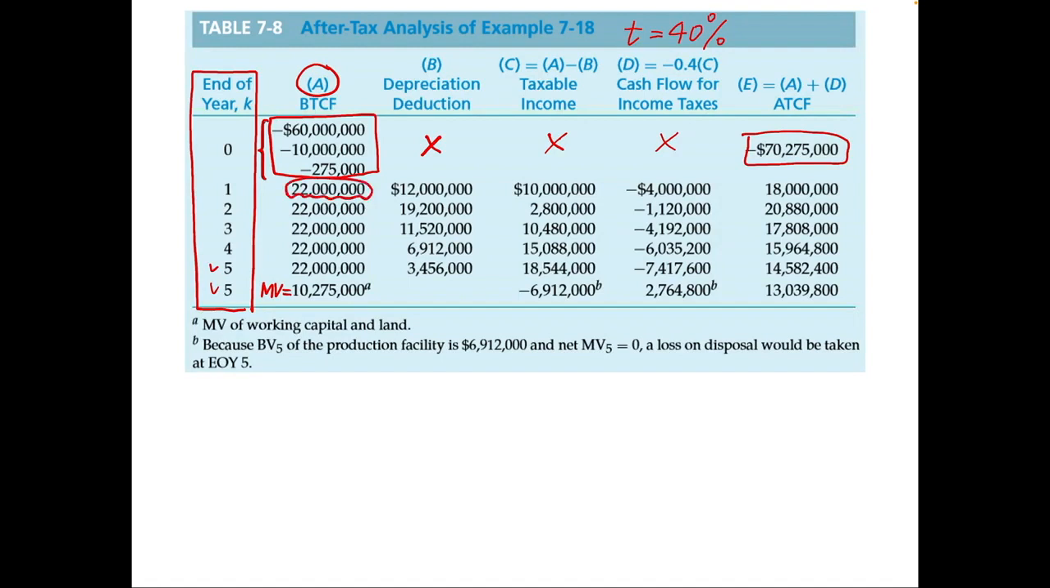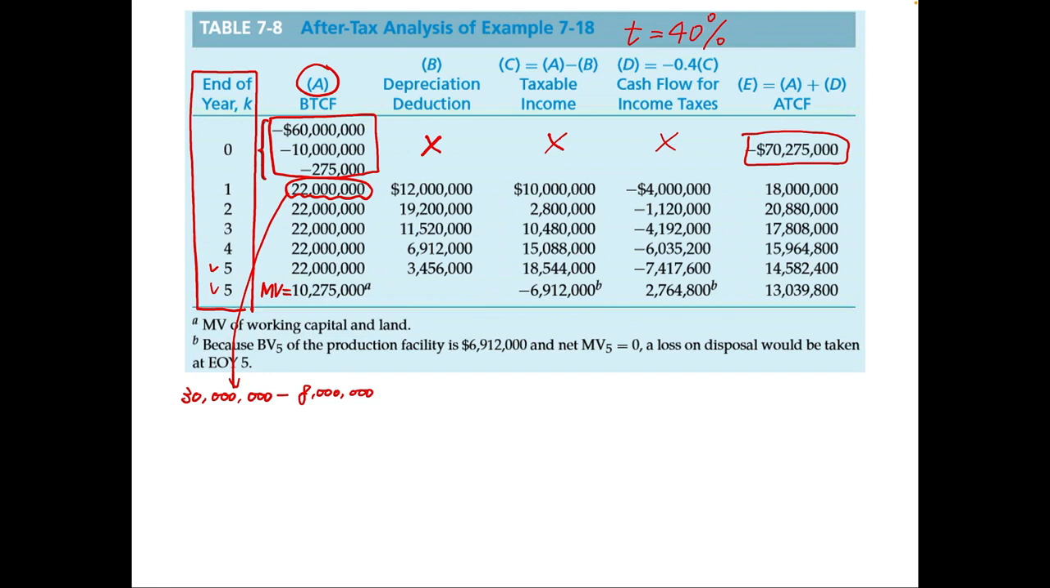Okay, so this 22 million comes from 30 million gross income minus the 8 million expenses for each year. Because it happens each year, you're going to repeat this 22 million for every year for 5 years. That's why we have 5 22 millions here.